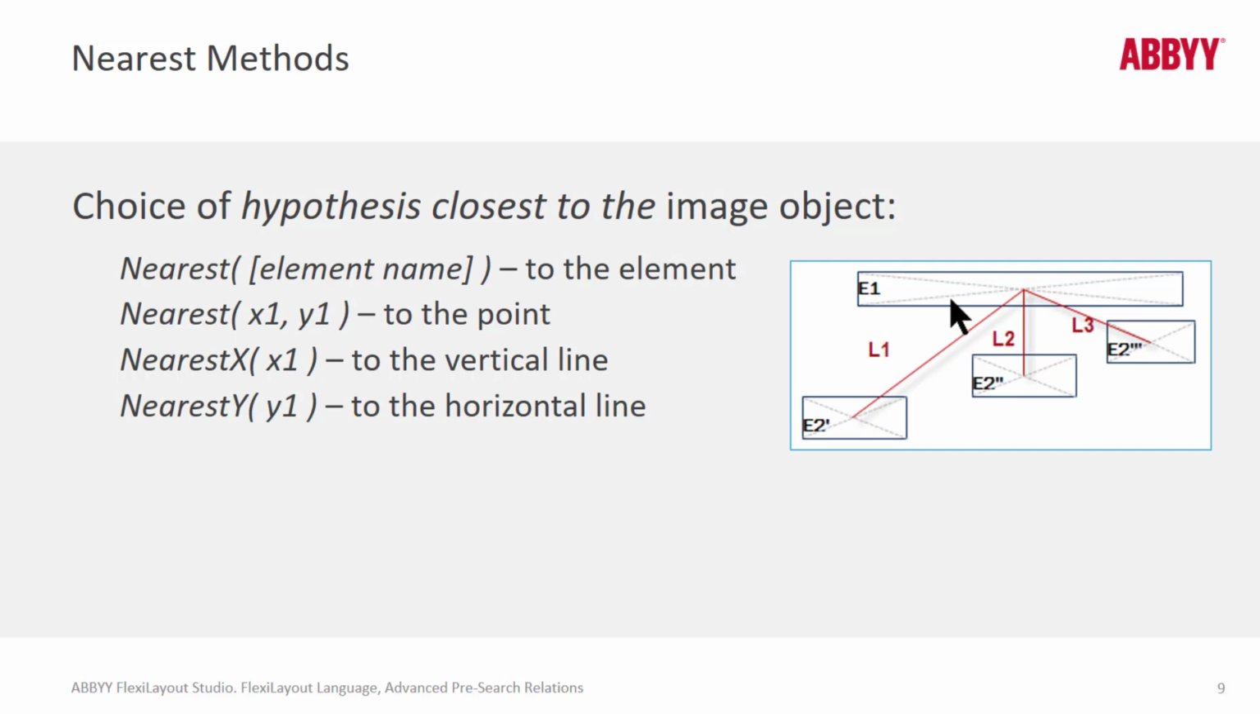And what FlexiLayout Studio is going to do is it's going to look at the center of each date, and it's going to look at the center of the title, and that's how it's going to formulate its measurements. So in this case, it looks to me like LT would be the nearest because the center of this date is nearest to the center of the actual title.